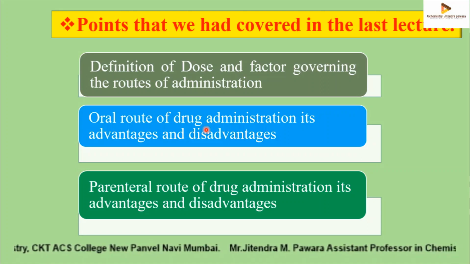The next disadvantage is that it cannot be used for uncooperative and uncautious patients. Then, certain drugs are not absorbed by this method, like streptomycin. Also, the drug absorbed from the stomach and intestine has to pass through the liver and may get deactivated in the liver before reaching the site of action. So this is also a disadvantage of the oral route. Then again in the last lecture we learned the parenteral route of drug administration and its advantages and disadvantages.